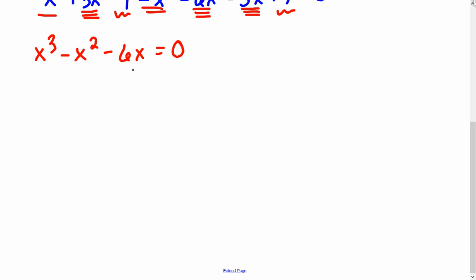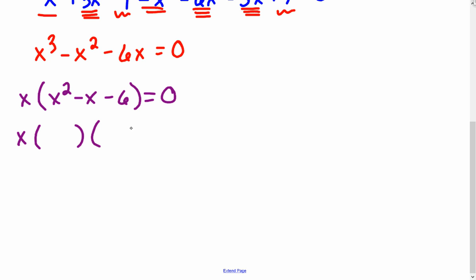So now I can factor out that x. And x times what is x cubed? Well, that's x squared. X times what is x squared? That's minus x. X times what is negative 6x? That's negative 6. And then one of the things that we talked about is because the leading coefficient here is 1, being able to shortcut that factor. So one of your factors is x. But now, because that leading coefficient's 1, I can shortcut it. So my product is negative 6 times that 1x squared. So my product is negative 6. My sum is negative 1.